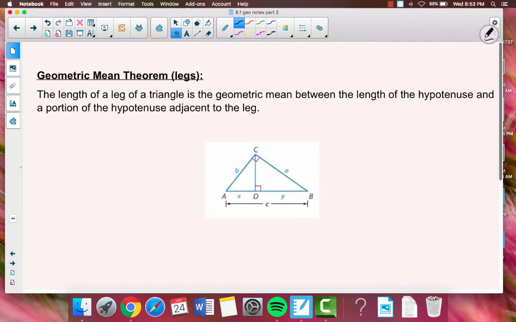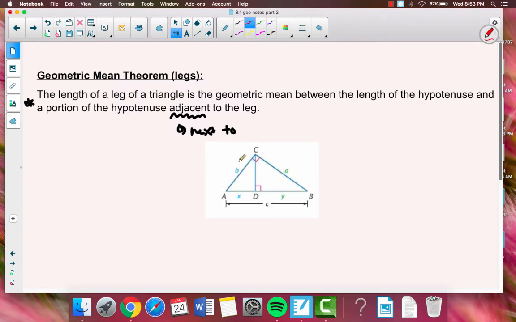Now the next part of the geometric mean is when we are using the legs of the triangle. Here is our theorem, what it says in the book: the length of the leg of a triangle is the geometric mean between the hypotenuse and the portion of the hypotenuse that's adjacent to it. There's a couple of vocab things you need to know. Adjacent means next to, or connected to. The hypotenuse is always across from the right angle, and a leg of a right triangle is a side that's not the hypotenuse.